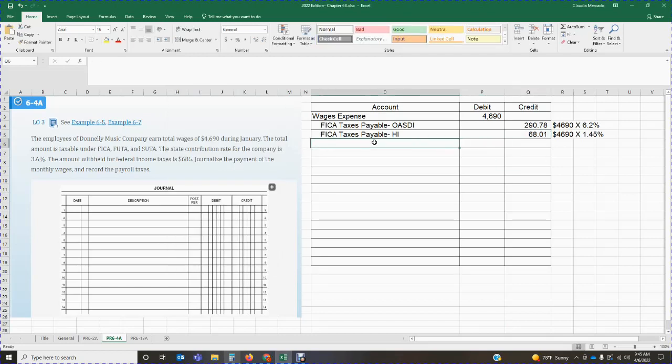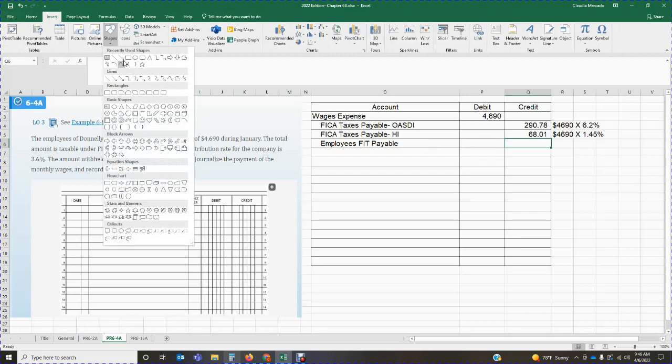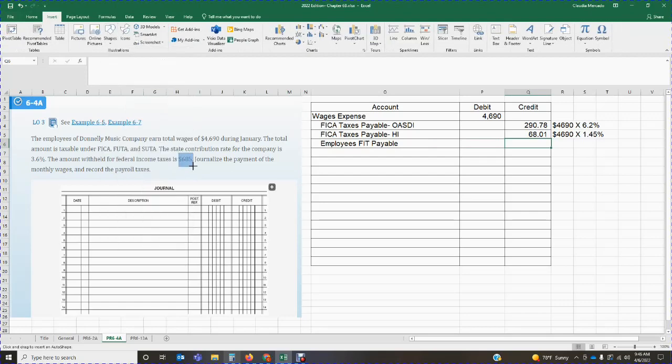The next thing we have is the employees' federal income tax. We're going to put that money into our federal income tax payable account. And the amount was provided to you in the problem, $685. That we don't have to calculate. That is given to you in the problem right there.